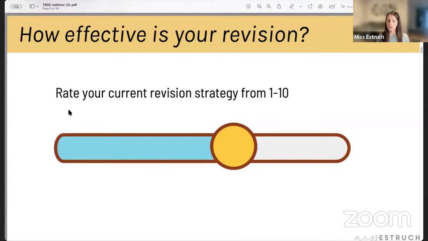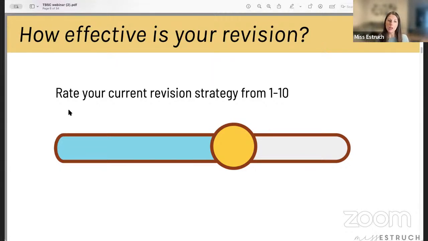Now, it is hard to rate yourself when I haven't given you any criteria. So once I actually go through the 3 steps of what you need to do, we might come back to this and see, well, how effective is it actually when you now know what you should be doing?